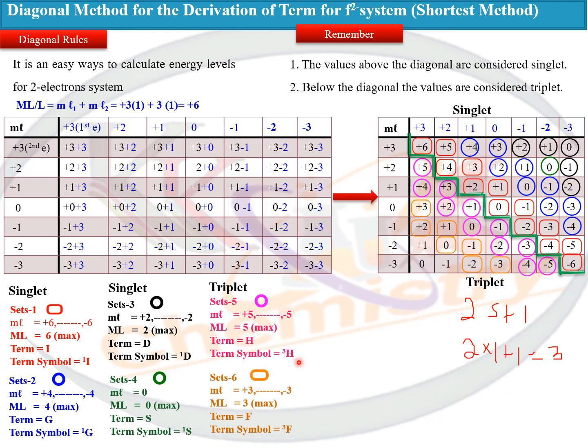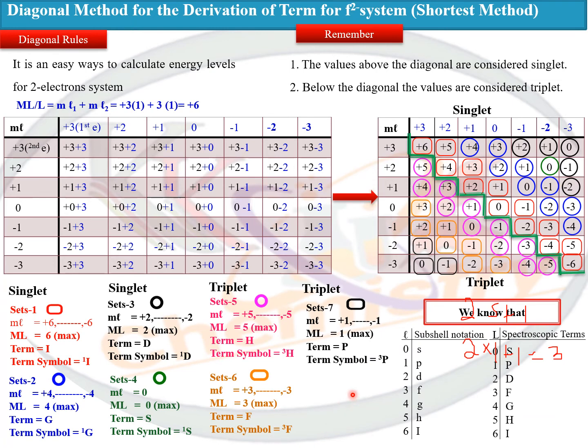Next one is set 6, where the small ml value exists in the range plus 3 up to minus 3. So if the ML or L value is 3, the maximum one, the term will be F, as you know this plus 3 lies below the diagonal. So where the spin multiplicity is triplet, the term symbol will be triplet F.